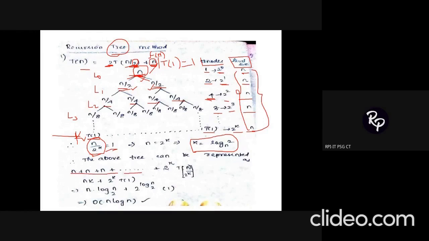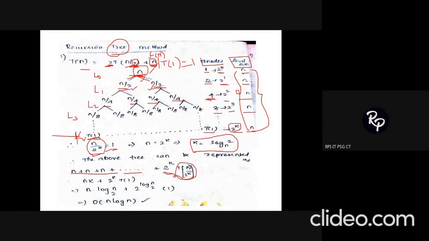And finally, for the last level, it is going to be 2 power k into time complexity of n divided by 2 power k. So why is it 2 power k? Because the number of nodes in the last level is going to be 2 power k. Then the time complexity of n divided by 2 power k. That's all. So now, as usual, we are going to do the substitution.